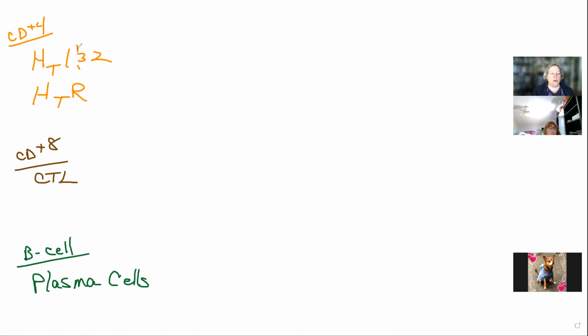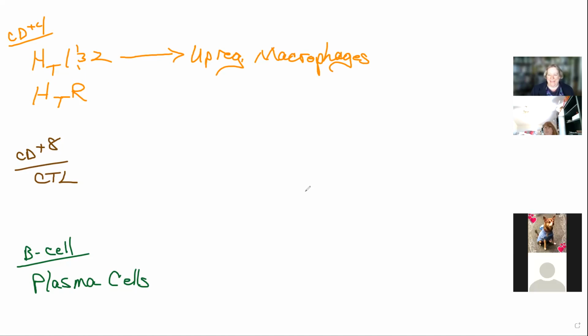Your T helper cells, whether they're 1s, 2s, 17s, they go off and they inspire the troops. So they can upregulate macrophages and other phagocytic cells. So they get them to eat more. They go out, they're invigorated, they've got a package of Tums so they can overeat the pathogen.